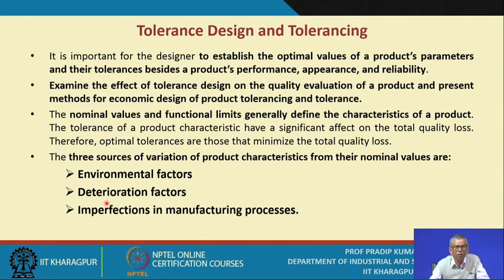Later on we'll come back to these conclusions. Now obviously we are referring to the tolerance design and tolerancing, and there are 3 sources of variation of product characteristics from their nominal values. So this point we'll be discussing in our next session.